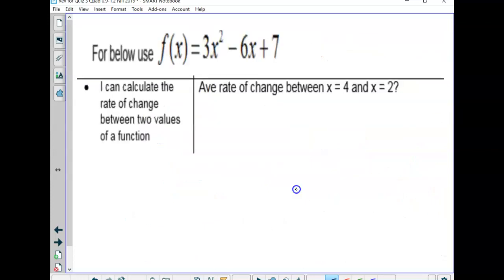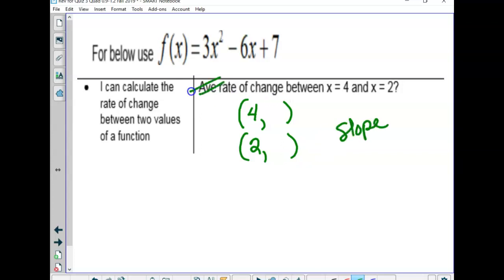Yes, average rate of change. Okay, do you remember me saying this is not really that hard? If you remember, average rate of change is really slope. So it's asking you to put in a 4 and see what you get out. Put in a 2 and see what you get out. And then do the slope. It has nothing to do with averaging anything, okay?